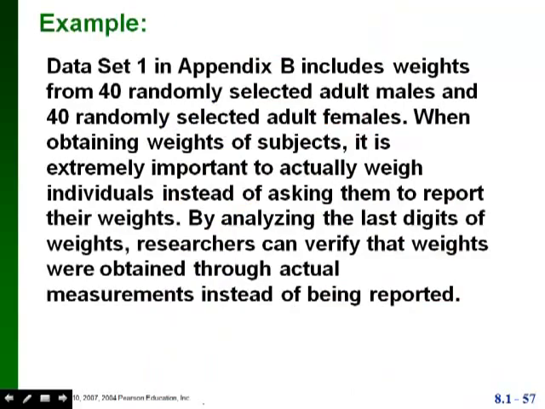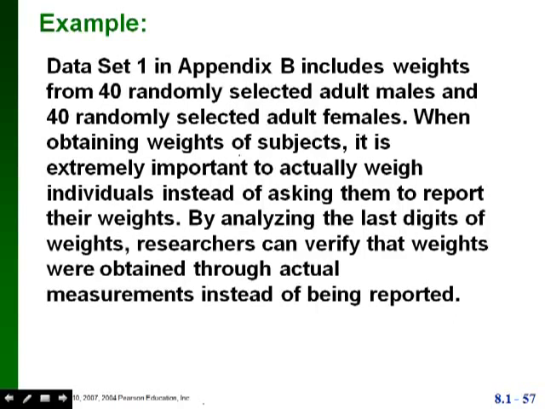Here's an example. There are some data sets in the book that include health information from a random sample of 40 males and another random sample of 40 females. Now when you get weights of people, it's very important to actually weigh them instead of just asking them their weight, because most people tend to round off their weights to the nearest pound, or even to the nearest 5 pounds, or even to the nearest 10 pounds.